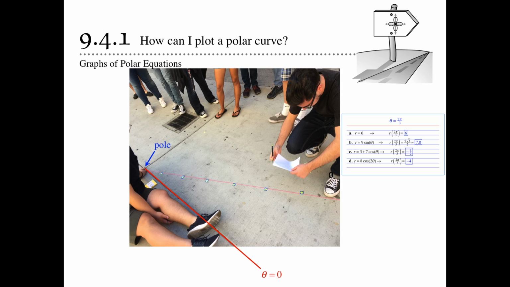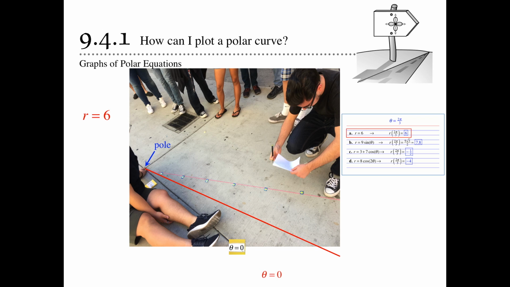The teacher will call out the first polar function, which in part A is r equals 6. And the students at that point shout out together, standing in a circle around this grid, theta equals 0, because that's where the rope is at that moment, and the student who's holding the theta equals 0 marker will plot their marker in the correct location, which would be 6 units from the pole, because this first function is r equals 6.